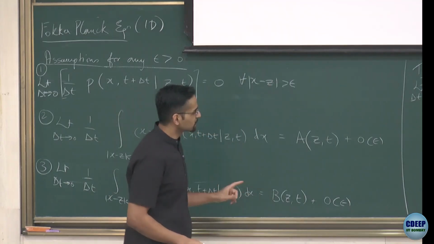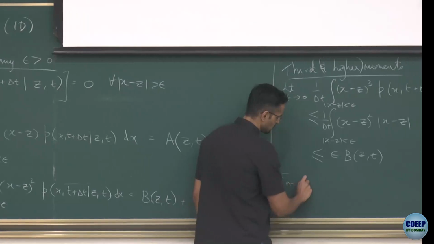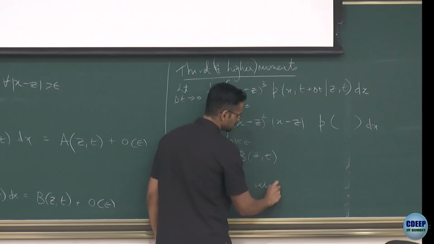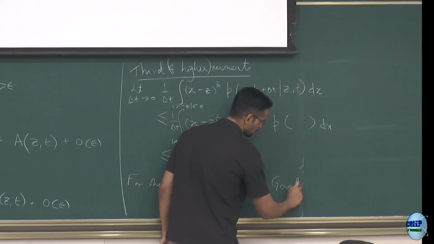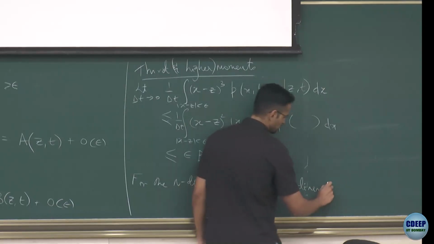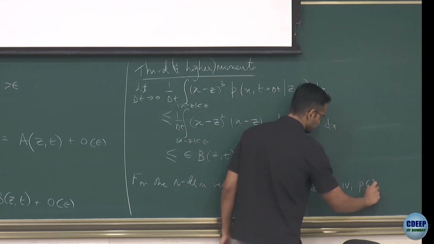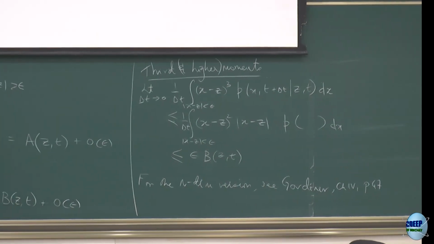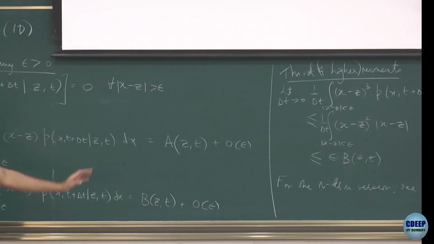Everything I've done here is 1D, right? For the n-dimensional version, you can see Gardner's book. I think it's chapter 4, page 47. It's a natural extension of this, but because you work in vectors, you'll have to use Einstein notation, and there are some nuances, but the same logic follows.